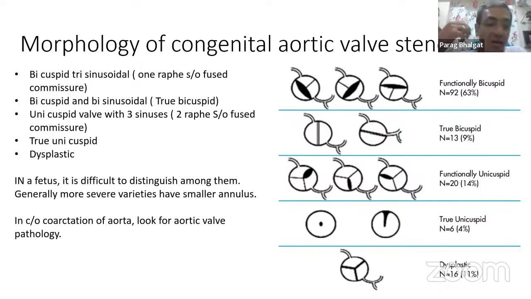Then third is the unicuspid valve. These again are of two types. When the commissures are fused at two places, it is unicuspid trisinusoidal or purely unicuspid valve. And a rare variety is the dysplastic valve, where the valve is thickened and the annulus is small.